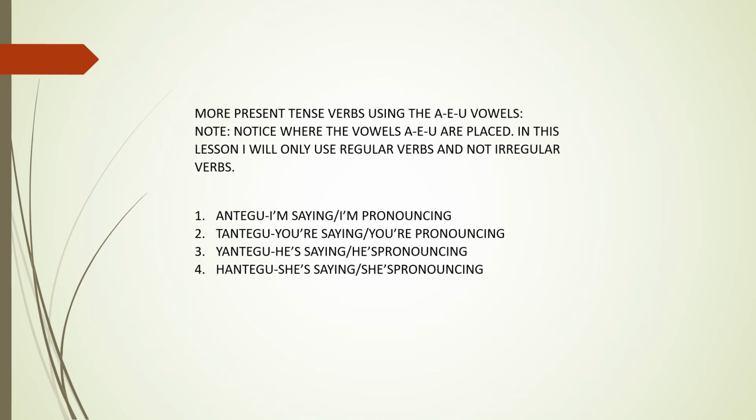When I hear A, I, U, I don't care if it's Antigu, Awizu, Ahtigu, Asmisu, Ajlisu. I know that whatever the speaker is conveying, it's actually happening, right? Unless they use the word sofa, which means will or would, and then I know that they're implying that it will happen. So in this lesson, I will only use regular form verbs and not irregular verbs.